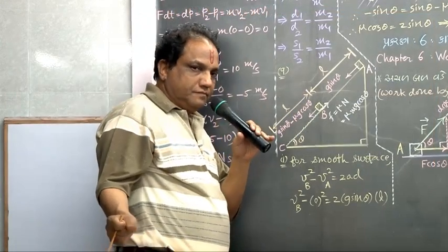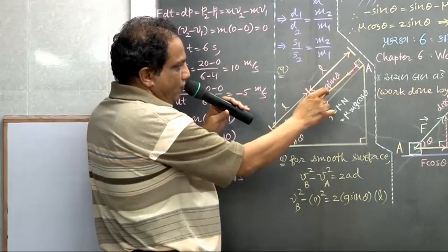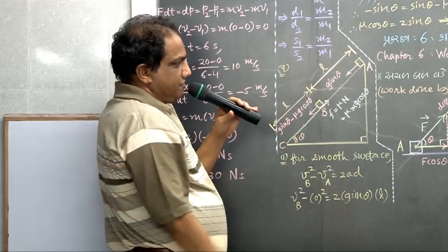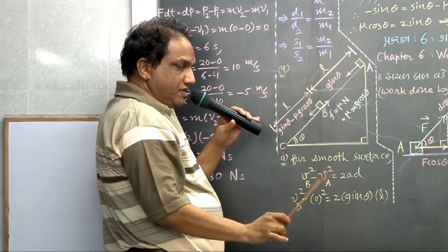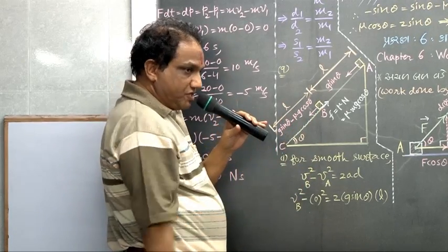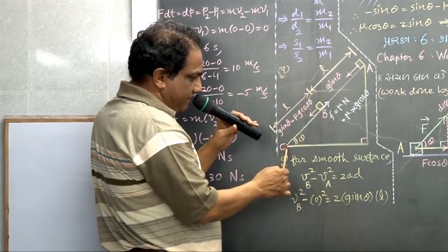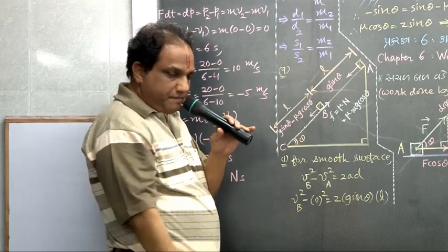Look. We have a slope in which the upper half of the surface is an ideally smooth surface, no friction. The lower half of the surface is a rough surface. It has some friction. Okay.